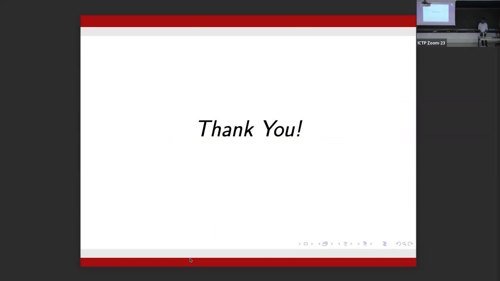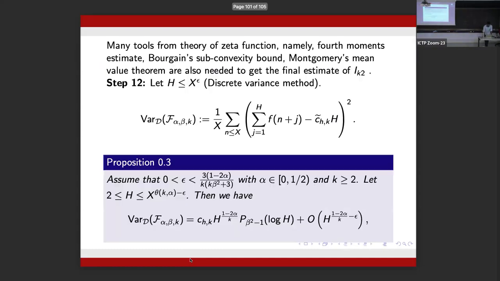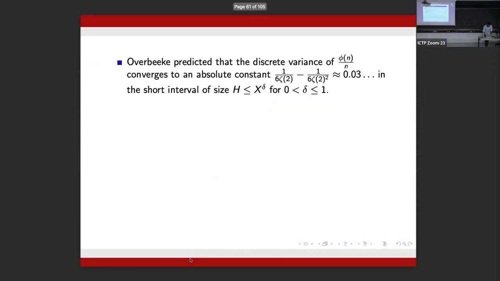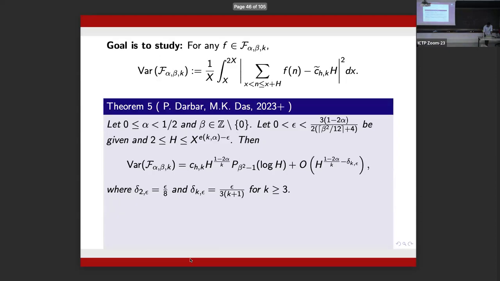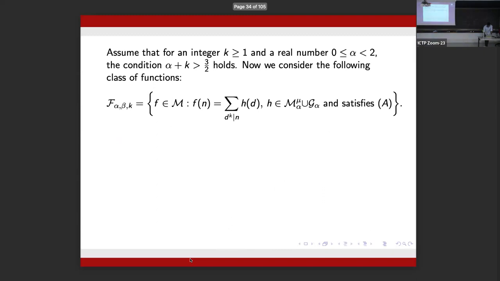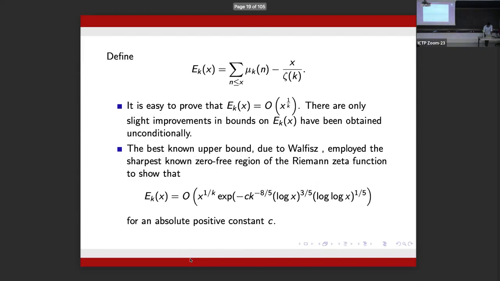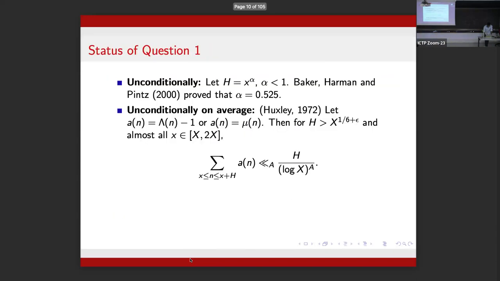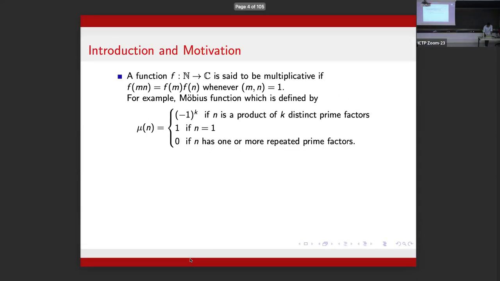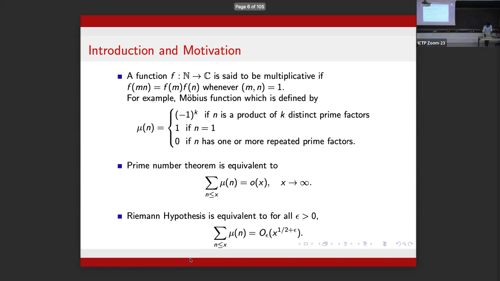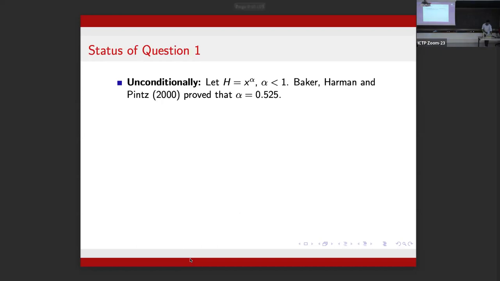Thanks, Mithun. Any questions or comments from the audience? One question. Can you go back to the beginning where you showed Baker's result? Which result? Baker's theorem. Can you state the theorem? I didn't get it. So, why is this 0.5?